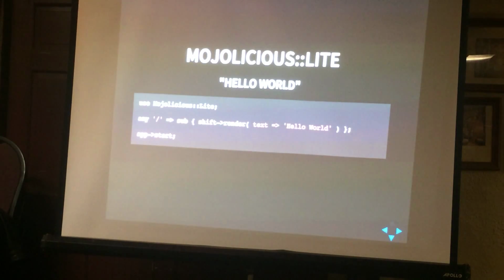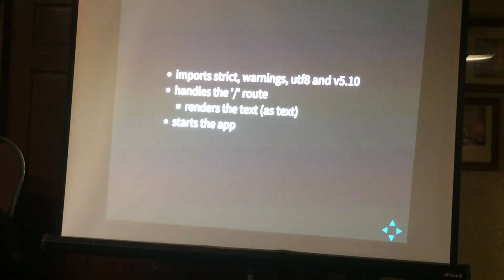Shift here, we're shifting off the controller. This is basically an anonymous controller action. And then app start just tells it to start. When we import Mojolicious Lite, what we also get is strict, warnings, UTF-8, and all the 5.10 features. So things like say, define-or, all that other good stuff. Obviously you saw that it handles the slash route, renders the text as text, and starts the app.